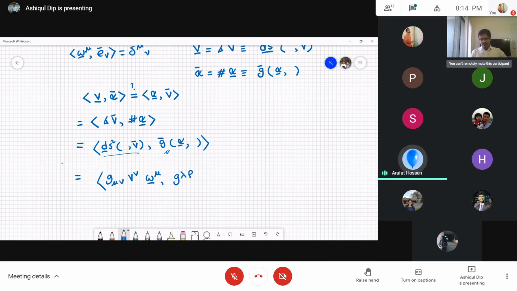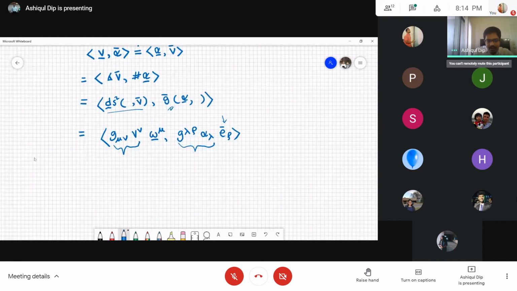So we are actually sharpening it. So let's contract with alpha lower lambda and e rho. Then this is just a number. This part is just a number. The only one-form object is this omega mu, and this part is also a number. The vector part is this e rho. So we can pull those out of this angle bracket, right?